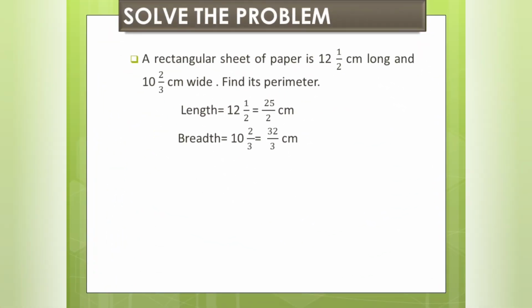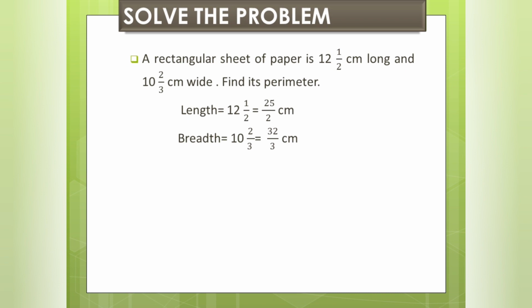Now I am going to solve one problem. In this question we have to find the perimeter. Let me read the question. A rectangular sheet of paper is 12 integer 1 upon 2 centimeter long and 10 integer 2 upon 3 centimeter wide. Find its perimeter.